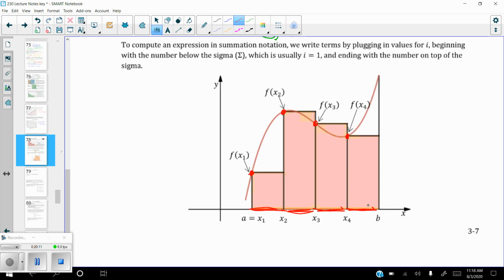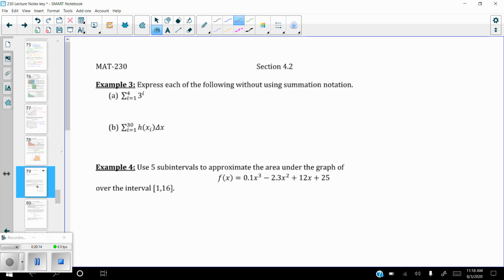All right, let's go ahead and go to the next page, and we will take a look at a couple of examples of this.